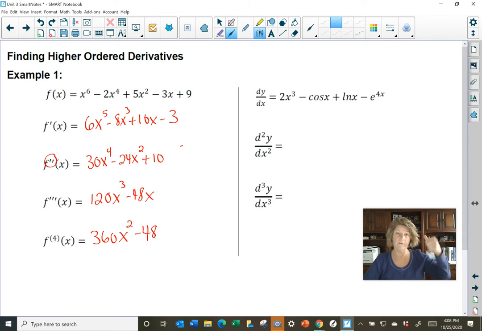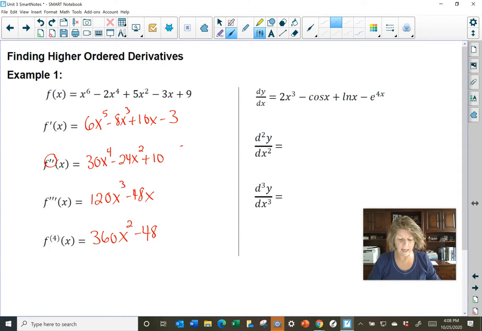Looks like I could go to the fifth derivative, 720x. I go to the sixth derivative, 720. And then the seventh derivative, I would finally zero out, and I could no longer take any more derivatives. So yeah, I could get a lot of derivatives out of that.